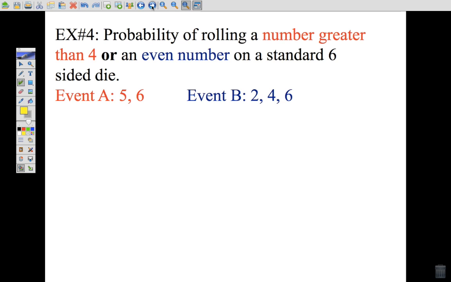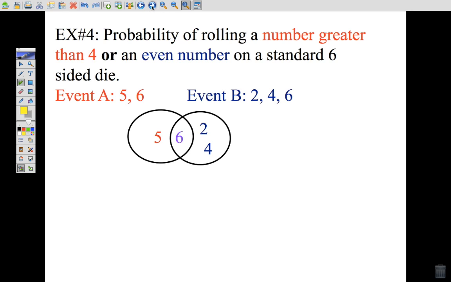You don't have to draw the Venn diagram, but just for a visual, I'm going to let you take a look. If I graphed event A and event B, 6 is in both sets, if you will. 6 is in the intersection. It's what's common to both. So this is an overlapping event. So now I know which of the 2 formulas to use as I calculate the probability.